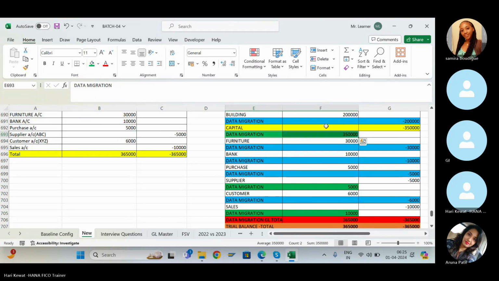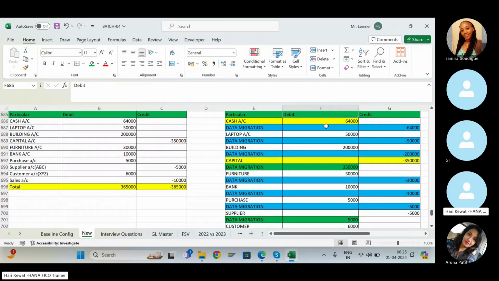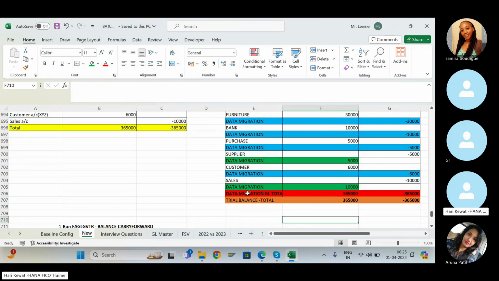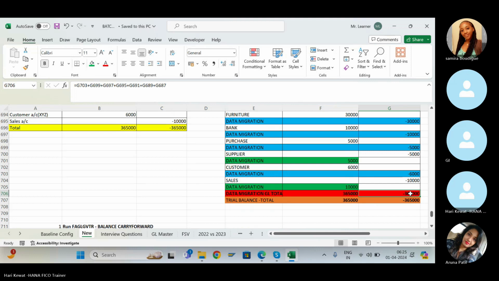Now, once you upload the data into the system, make sure that your data migration GL debit and credit are matching. That is the first rule. Make sure that once you upload all the data, your data migration GL debit and credit are matching. Then you also need to check your trial balance: the debit side and the credit side given in the legacy system should also match in the S4 system.